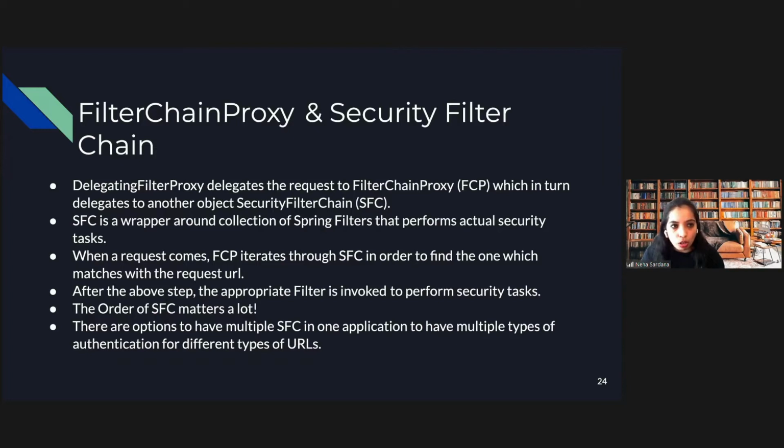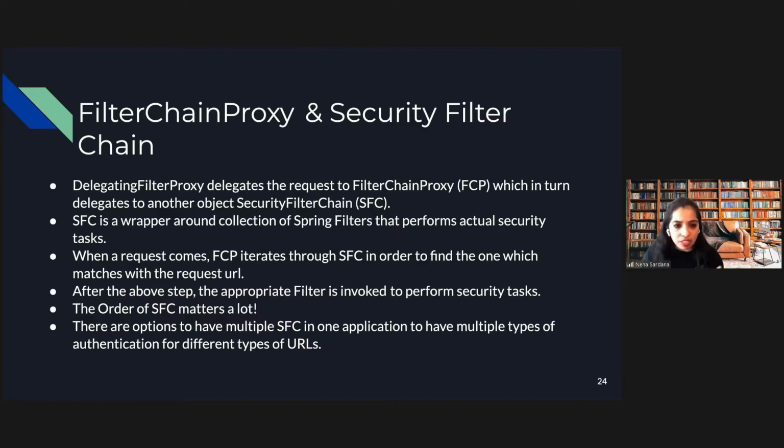The next one we want to talk about is the filter chain proxy and security filter chains. We already saw some examples in yesterday's talk with security filter chains, and this is what I want to conceptualize theoretically. The delegating filter proxy delegates your request to the filter chain proxy, which in turn delegates to another object, the security filter chain. The security filter chain is a wrapper around a collection of filters that perform the actual security tasks. So when your request comes in, your FCP iterates over your SFCs in order to find which one matches the URL. And I have the next slide, which will show you the interface of that as well.